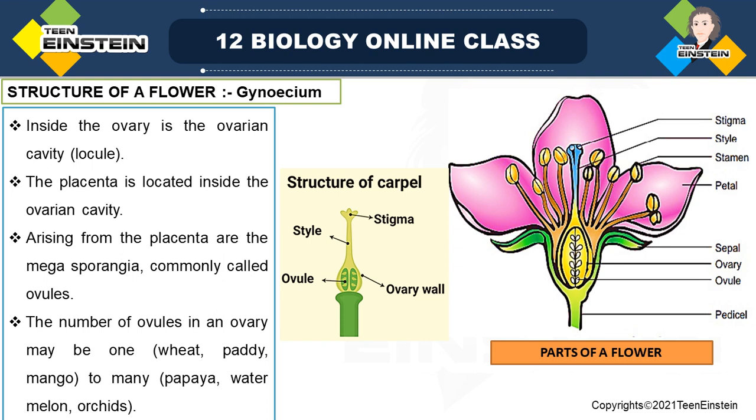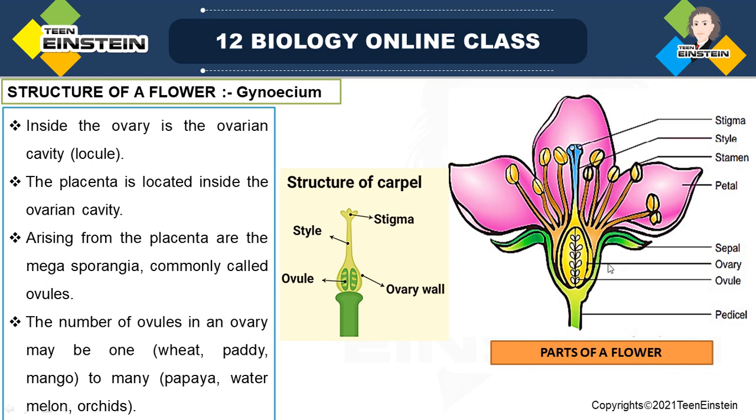Ovules are otherwise called Megasporangia. Another name of ovules is Megasporangia. They are commonly called ovules. And the number of ovules in an ovary depends upon the plant species. Okay, the number of ovules in the ovary varies. There will be a difference in the number of ovules in the ovary.